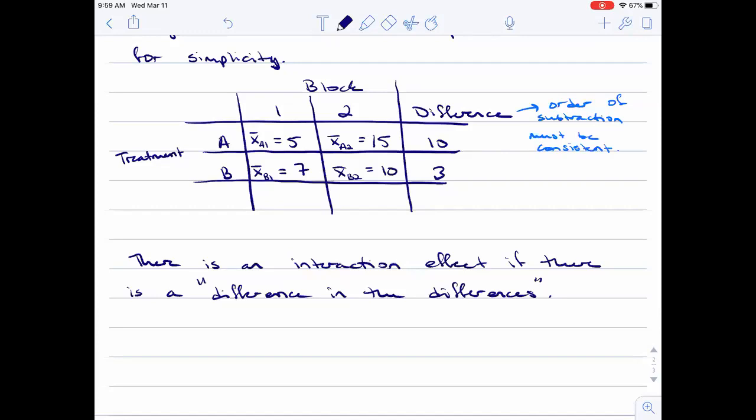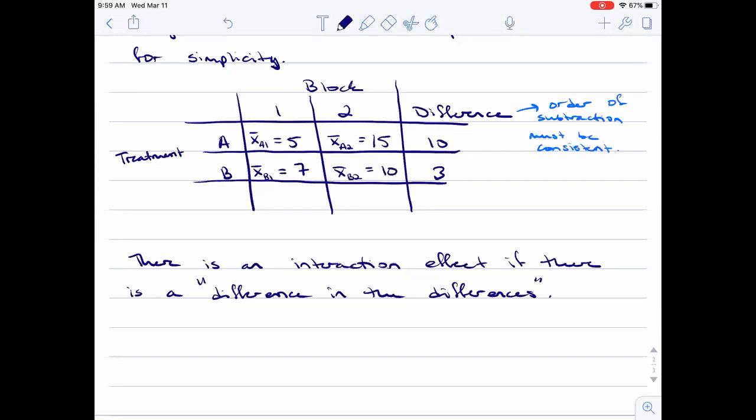We think about the difference in the differences. 10 and 3 are quite different, right? -10 and -3 are also quite different. In fact, they're different in the same way, and so that's why it doesn't matter. But 10 and 3, I would say those differences are quite different.